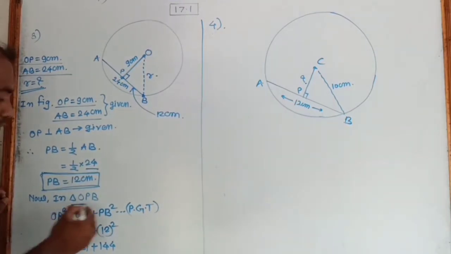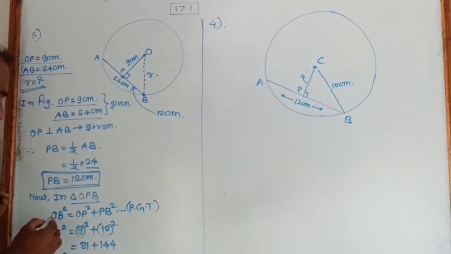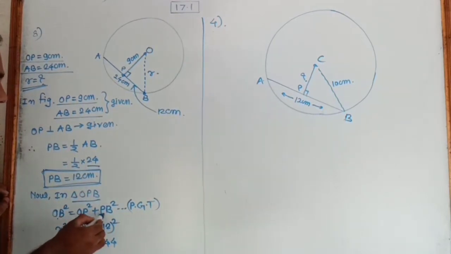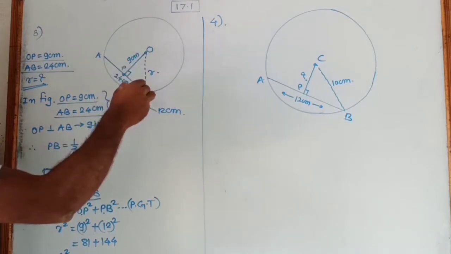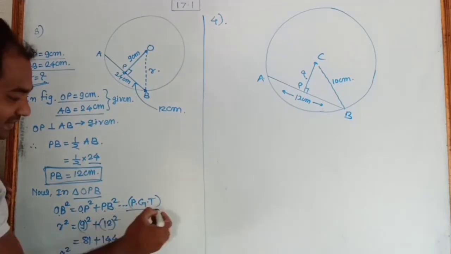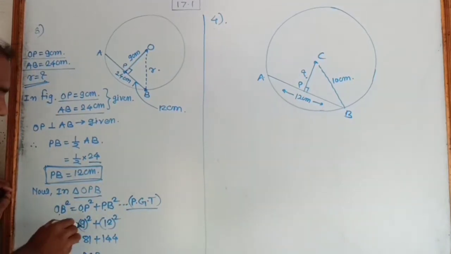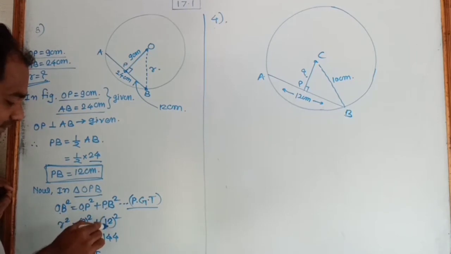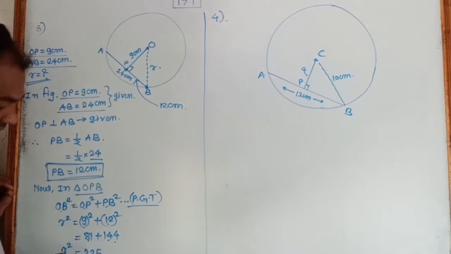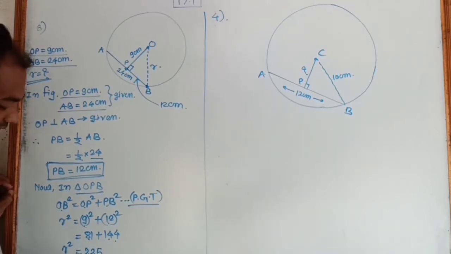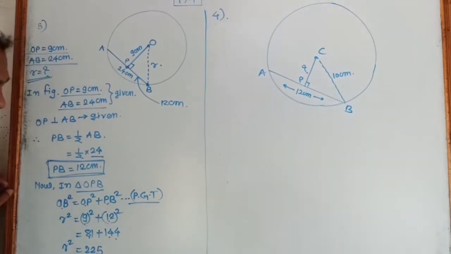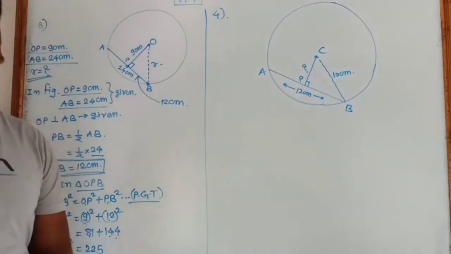Now in triangle OPB, according to Pythagoras theorem, OB square is equal to OP square plus PB square. Reason, Pythagoras theorem. Put the values of OP is 9, PB is 12. So making squares it becomes 81 plus 144, add, that is 225, and r is square root of 225, that is 15 centimeter. So the radius of the circle is 15 centimeter.